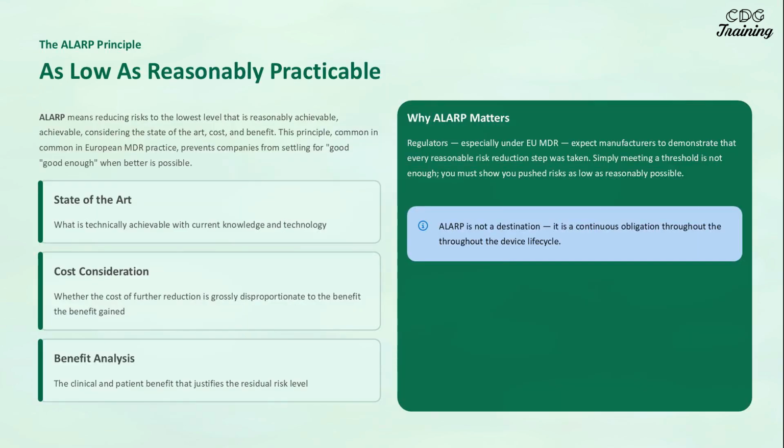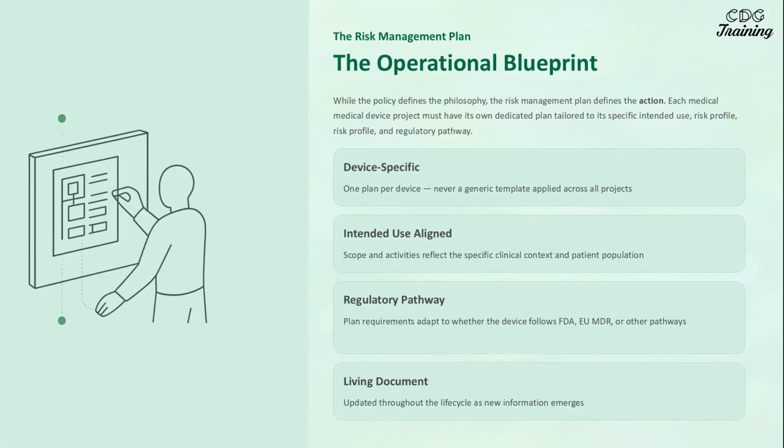The ALARP principle aims to reduce risks to the lowest level that is reasonably achievable. It balances the state-of-the-art, cost considerations, and benefit analysis. The risk management plan is the operational blueprint, defining actions tailored to each device's risk profile and regulatory pathway. It's a living document, updated throughout the lifecycle.